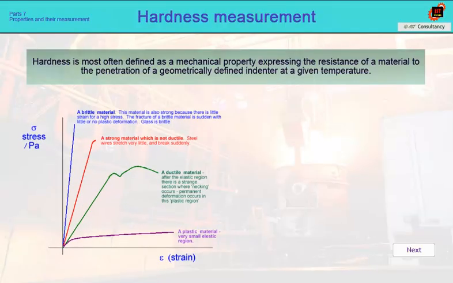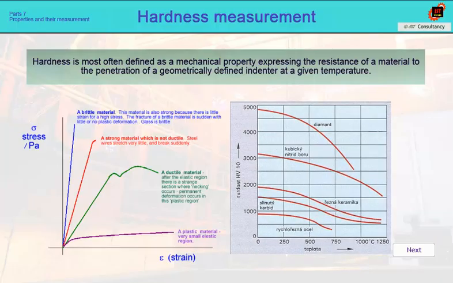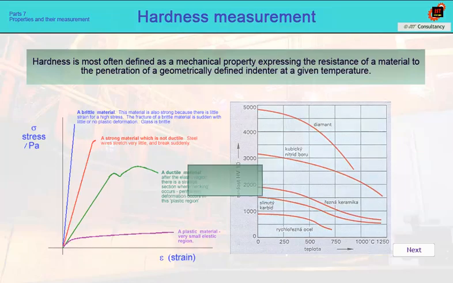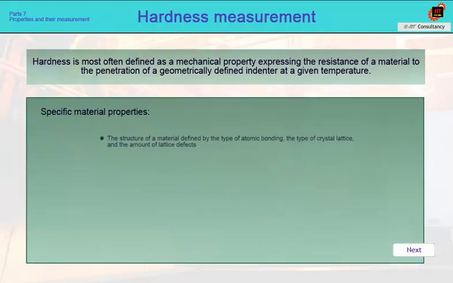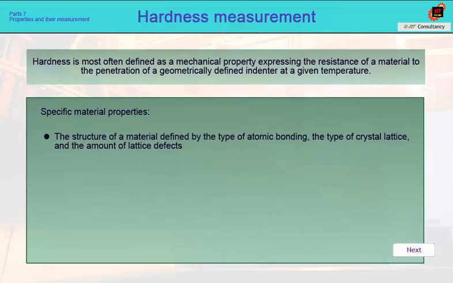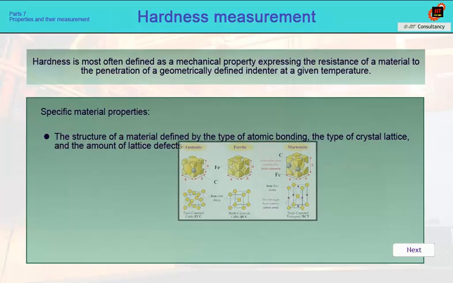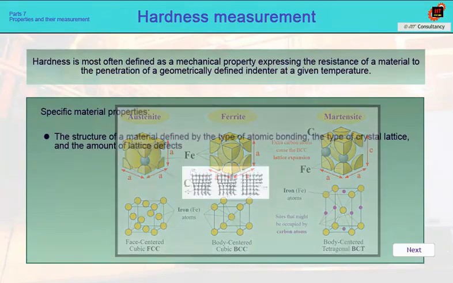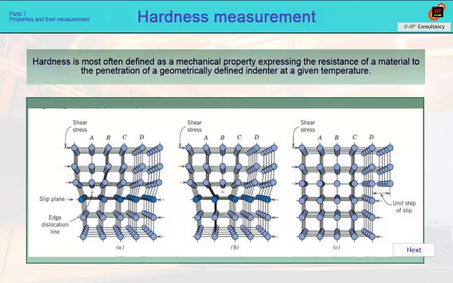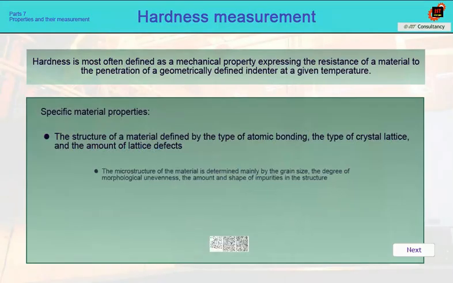The left picture shows a comparison of the behavior of different materials during a tensile test, and when determining the Young's modulus of elasticity, and the right one shows a comparison of hardness for different materials and different temperatures. The differences are enormous. And why is this so? Every material, metallic or non-metallic, has its own specific properties. These properties are influenced by the structure of the material defined by the type of atomic bonding, the type of crystal lattice, and the amount of lattice defects such as vacancies, dislocations, or other structure inhomogeneities.